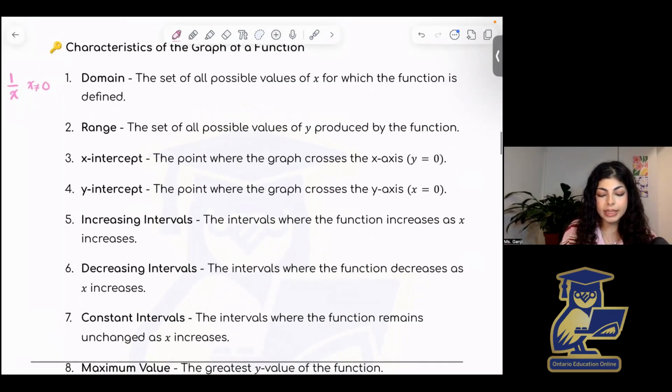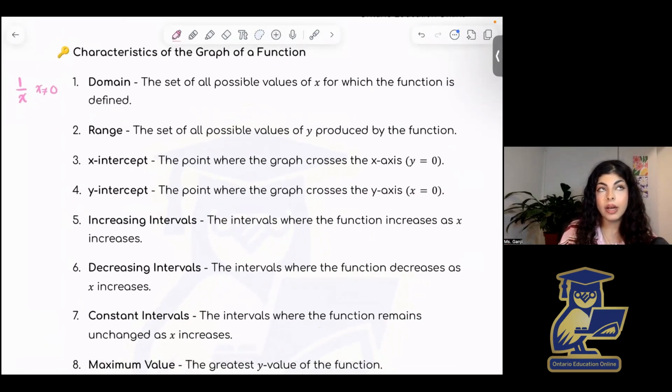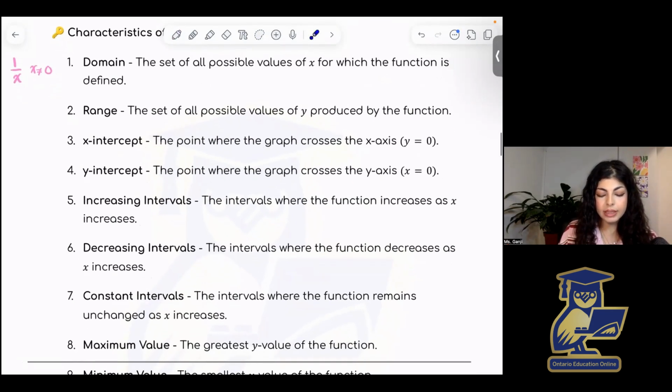The range is now our dependent value. It is the output, and it is actually dependent on the domain. So the set of all possible values produced by the function, but again, it is dependent on the domain. Then we have our x and y-intercept.